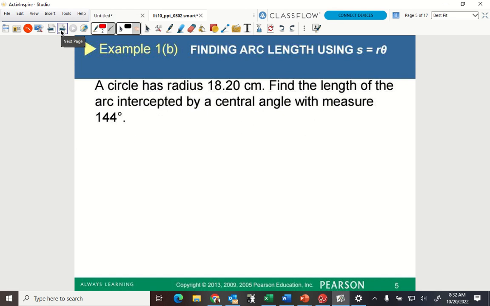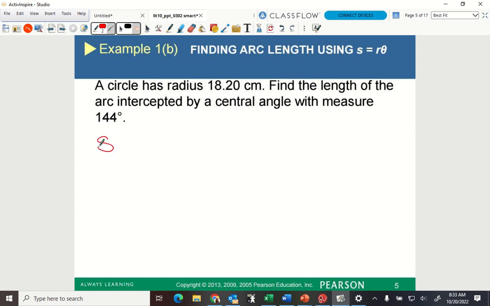Find the arc length. Okay, a circle has a radius. Find the length of the arc intercepted by a central angle with the measure 144 degrees. Huh. There was a problem there. Can anyone identify the problem with this one? It's in degrees. Very good. In the previous notes it said it has to be in radians. So now, can we convert from degrees to radians? Yes. Now, let's watch this. This is super neat.